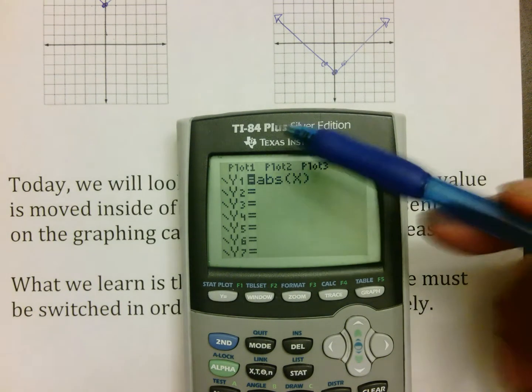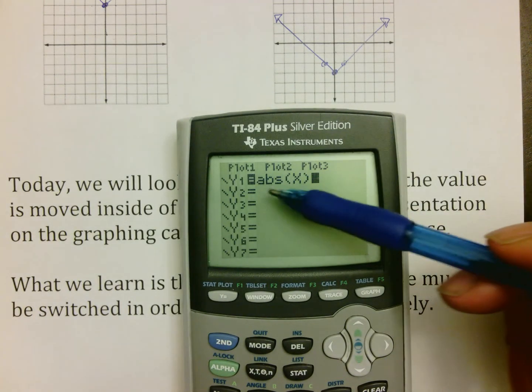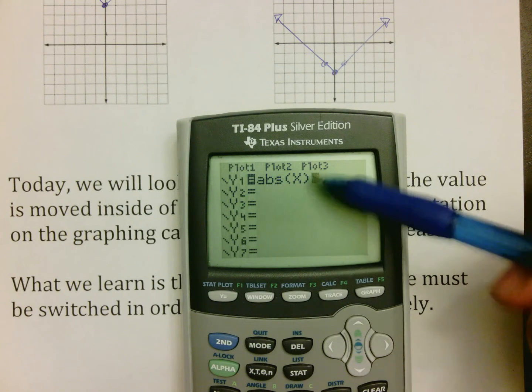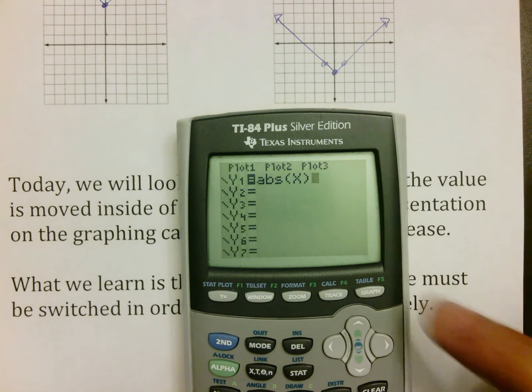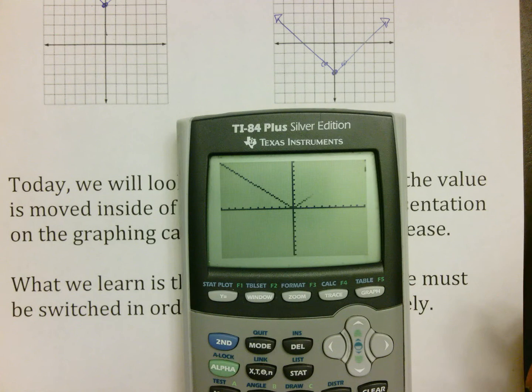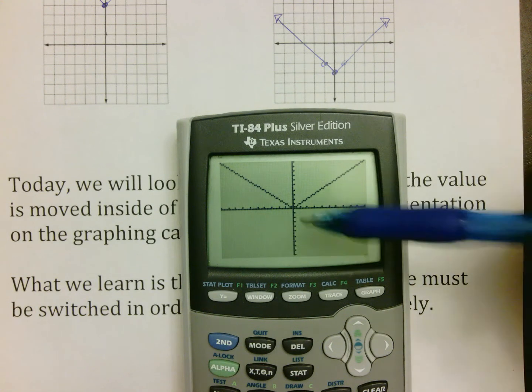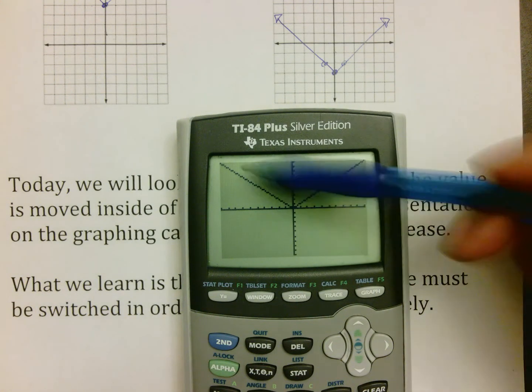In this calculator right now, which is a graphing calculator, ABS is the computer's way of putting absolute value because they don't have bars, but this is the absolute value of X, and if I hit the graph button, you should see that that is your absolute value graph. Again, it's the V shape. It's starting at the center.